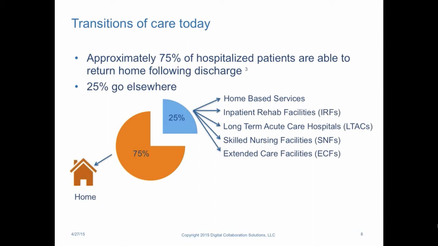So today, if we take a step back, 75% of hospital patients are able to go home after discharge. And that's good. But 25% go elsewhere. They're going to rehab, other acute care, long-term facilities, skilled nursing facilities, etc. So these 25% really are the more complicated ones. As we all know, although we'd like to think so, no two transitions are the same. It's a complex ballet of interactions.